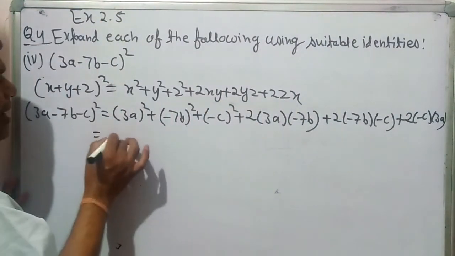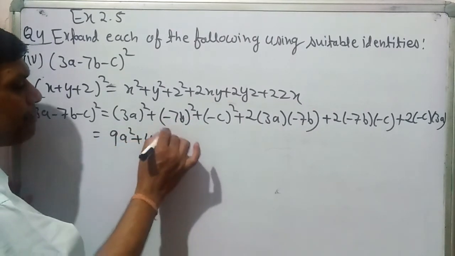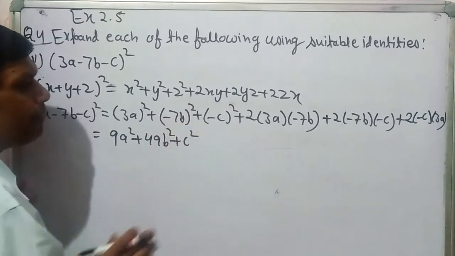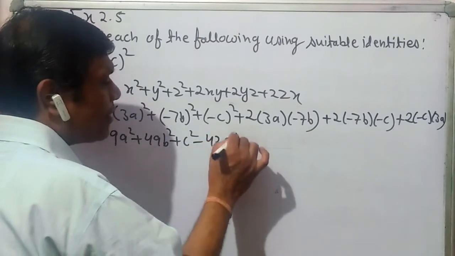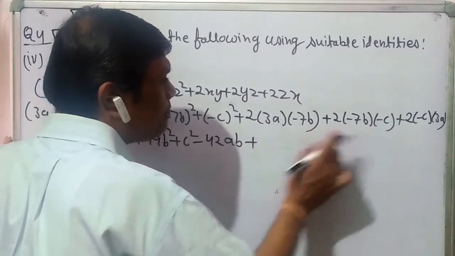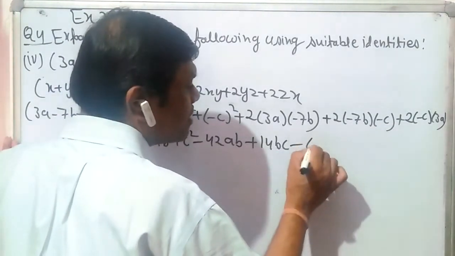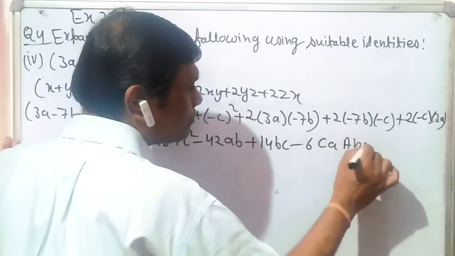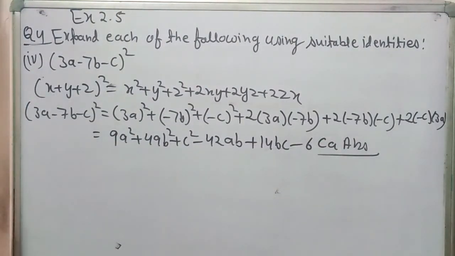Simplify them. What we get is 9a square. Square is always positive, 49b square. Plus c square. 2, 3 are 6, 6, 7 are 42ab with negative sign. Two negative signs make it positive, 14bc. 2, 3 are 6ca. Please observe, this gives us two negative terms and one positive in twice the product of two terms taken together.